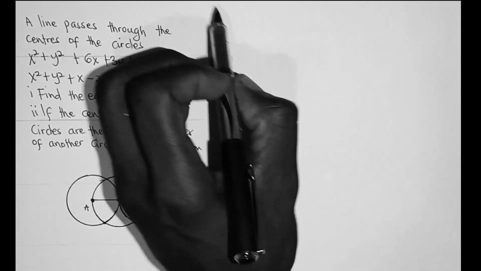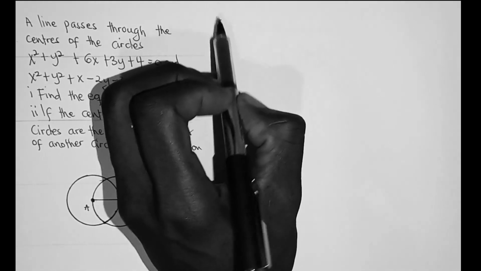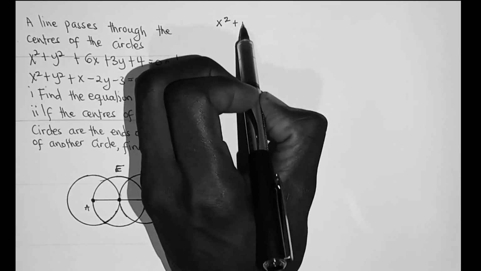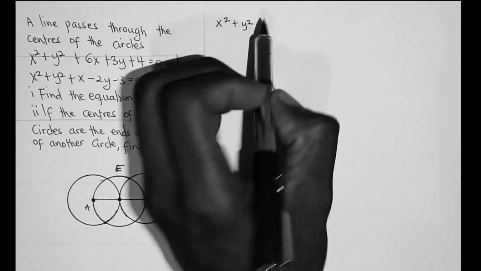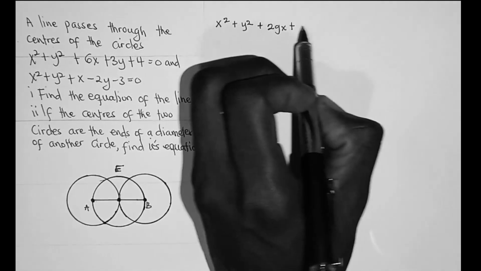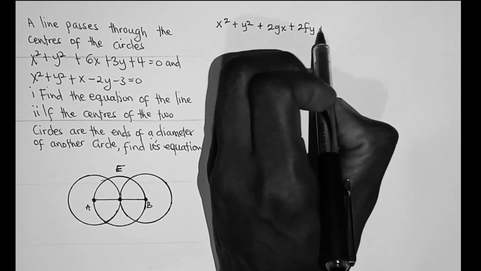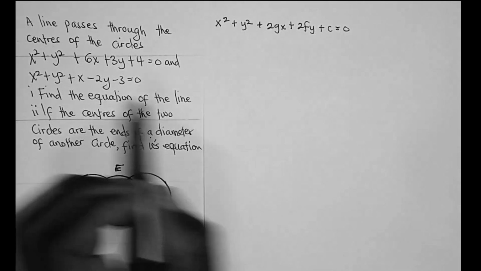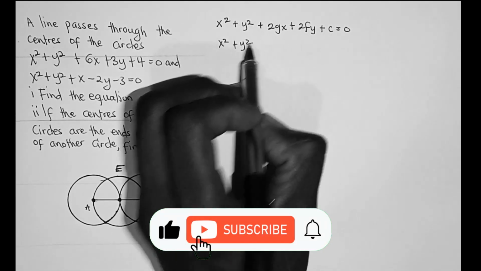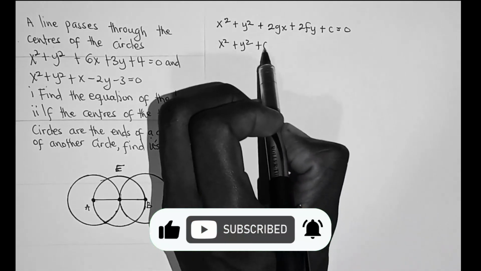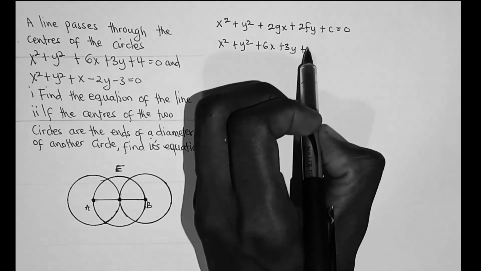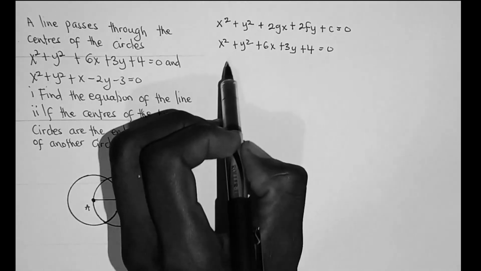But we know that the equation of a circle is given by x squared plus y squared plus 2gx plus 2fy plus c is equal to 0. So let's take the first circle. The first circle is x squared plus y squared plus 6x plus 3y plus 4 is equal to 0.